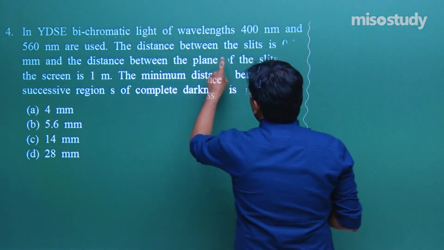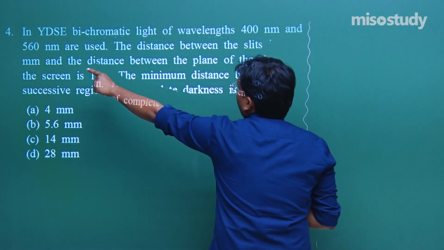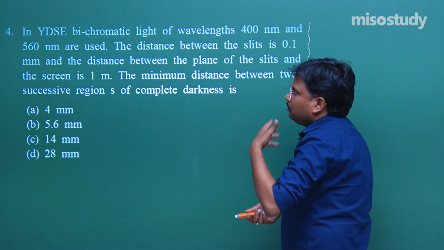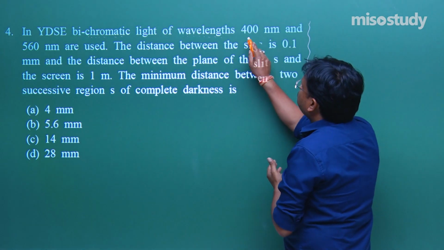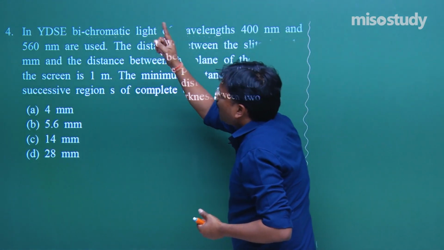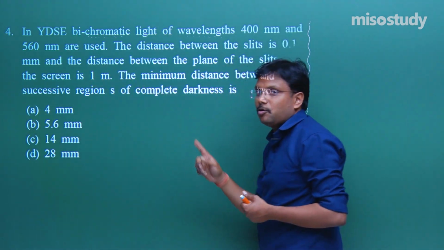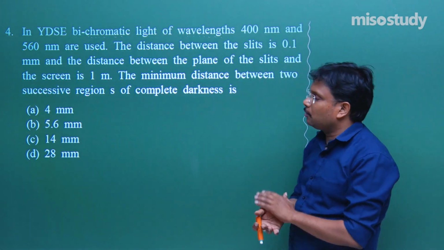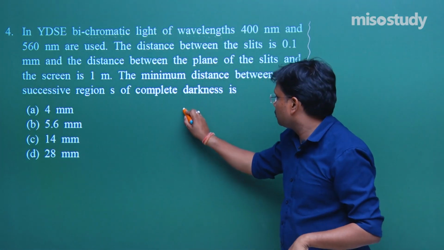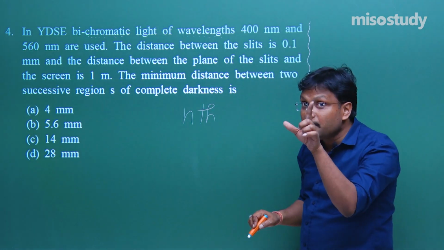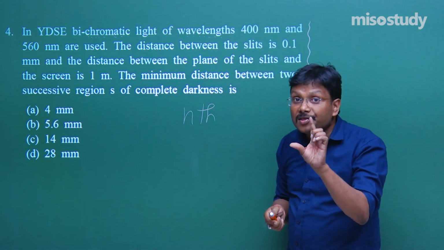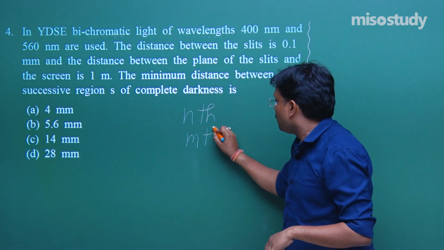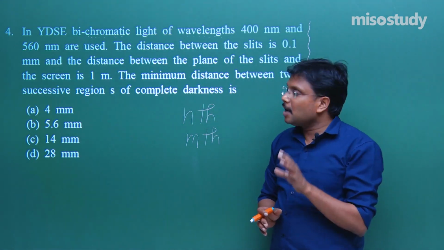So here what exactly is mentioned? 400 nanometer and 560 nanometer. It means let the nth minima of 400 nanometer coincide with the mth minima of 560 nanometer. Again I am repeating the sentence. Let any nth minima of this coincide with the mth, meaning any next minima, of 560 nanometer.